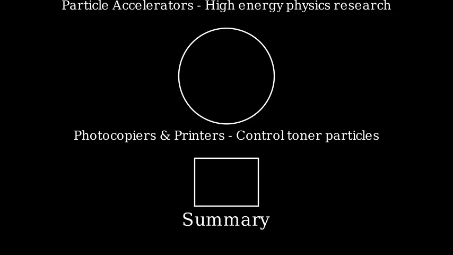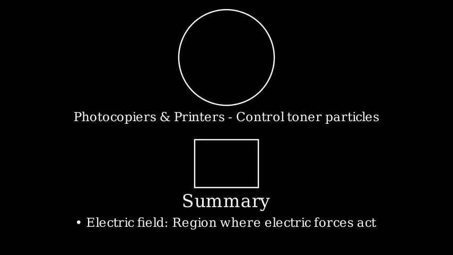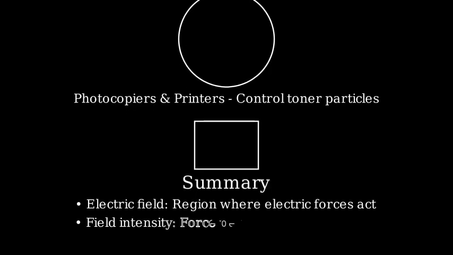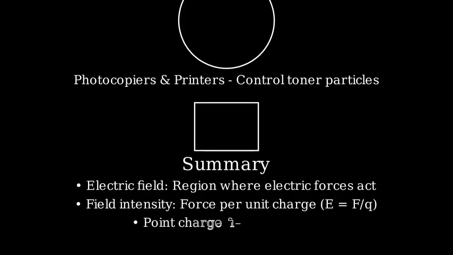Let's summarize what we've learned about electric fields. An electric field is a region around a charged object where electric forces act. The electric field intensity is the force per unit charge and is given by E equals F divided by Q. For a point charge, the electric field is E equals k times Q divided by r squared, pointing radially outward for positive charges and inward for negative charges.